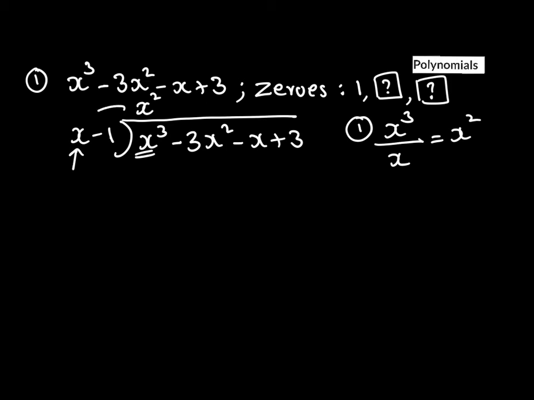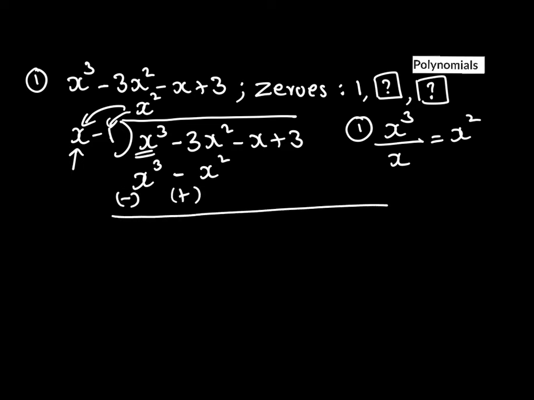X squared times x is x cubed. And x squared times negative 1 is minus x squared. We subtract them. This is going to be minus and plus. Cancels. Minus 3x squared plus x squared is going to be minus 2x squared. Bring down the other two terms as it is. Minus x plus 3.